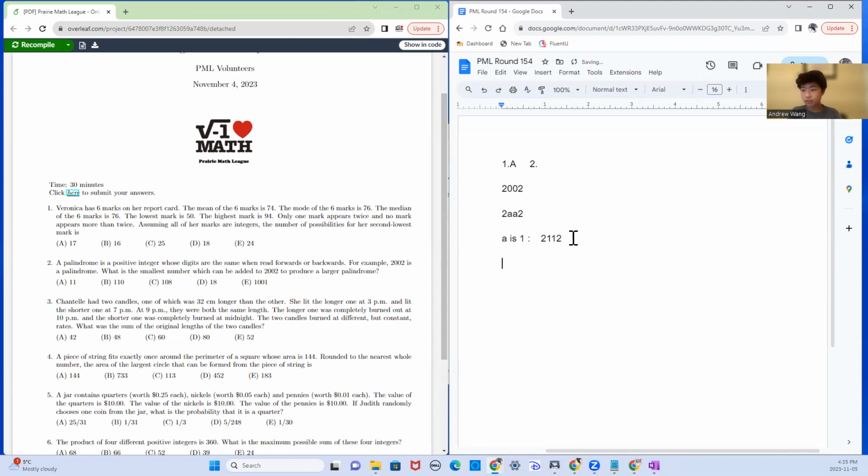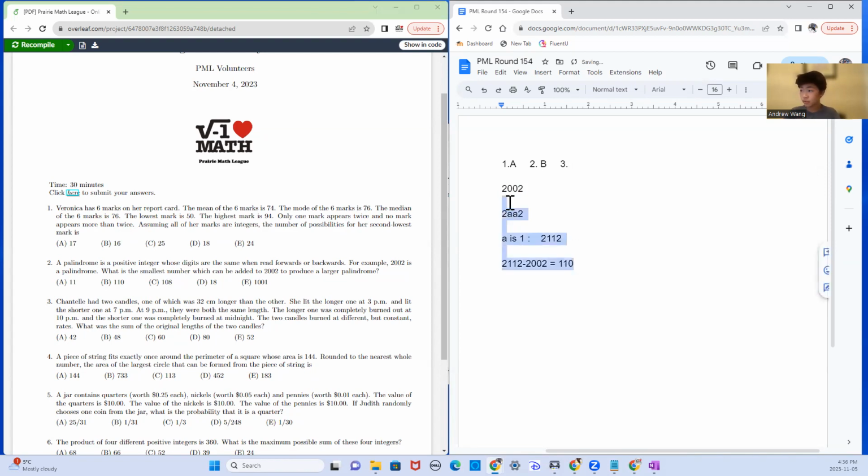Now we can subtract these two to get the difference. So 2112 minus 2002 will give us 110. So the answer to question 2 is 110. So it is B.